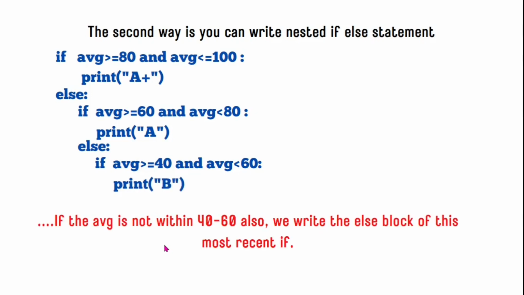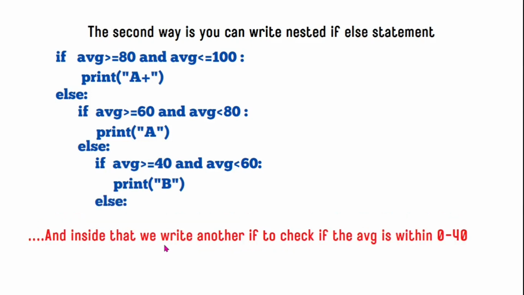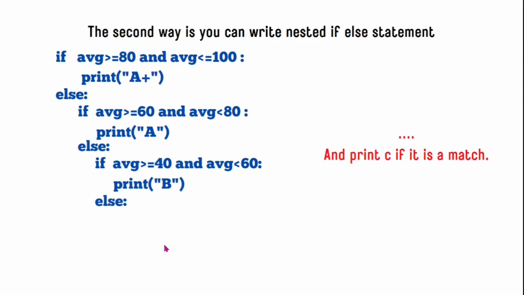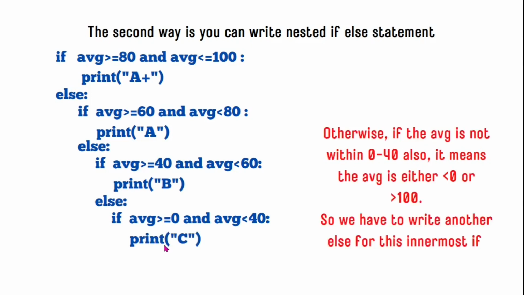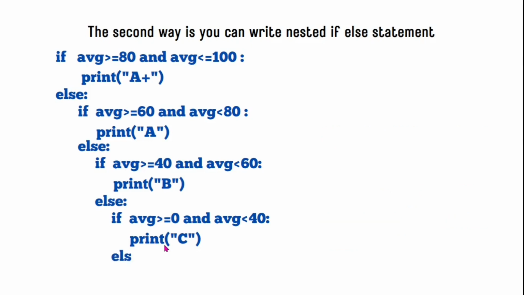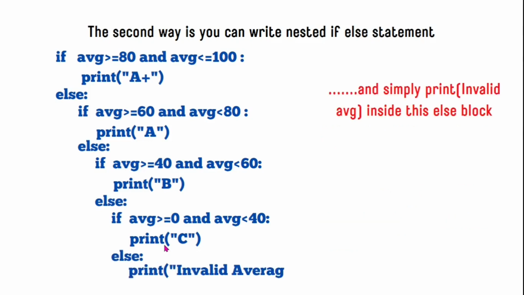If the average is not within 40 to 60 also, we write the else block of this most recent if. And inside that, we write another if to check if the average is within 0 to 40, and print C if it is a match. Otherwise, if the average is not within 0 to 40, it means the average is either less than 0 or greater than 100. So we have to write another else for this innermost if, and simply print invalid average inside this else block.